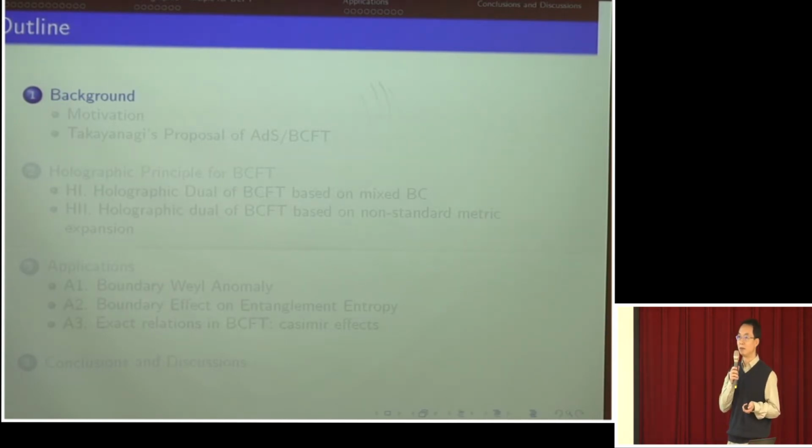What I mean by a proposal for a holographic principle is just a concrete realization. What gravity theory are we talking about, and what quantum field theory are we talking about, and spelling out the map between the quantum field theory variables and the gravity dynamics.